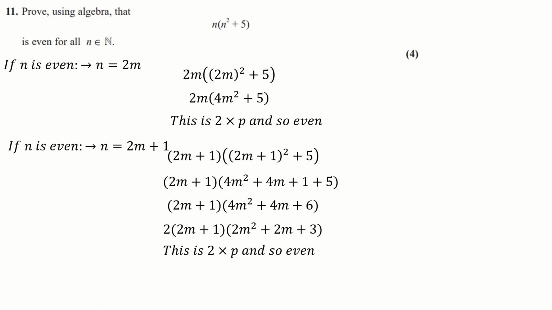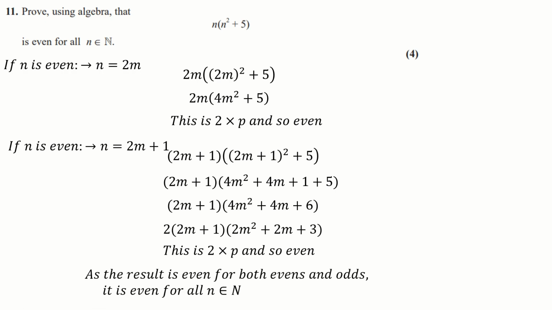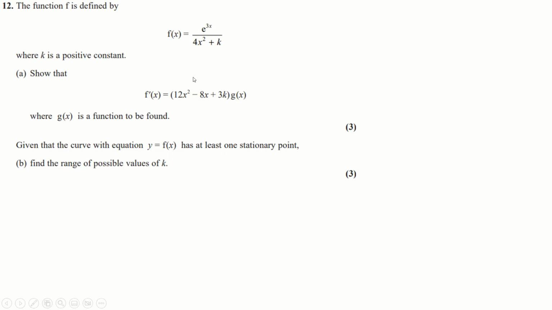And you just write a quick sentence that as the result is even for both odds and evens, it's even for all n belonging to the natural numbers or whatever. Something like that will get you the marks.